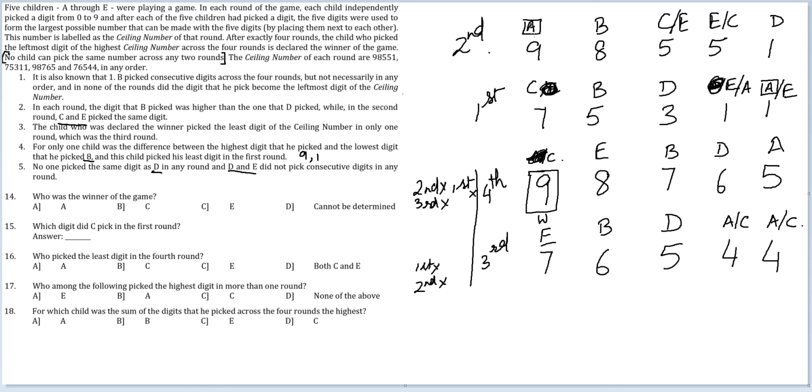Let me look at every line. Have I put A, B, C, D, E everywhere? A, B, C, D, E. Yes. A, B, C, D, E. A, B, C, D. Yes. Everything is identified. All 4 rounds. Everything is done. Let's get to individual questions.